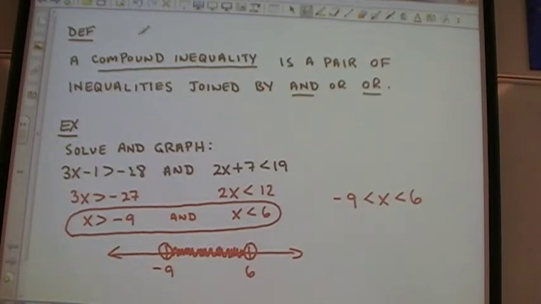To write down that definition of a compound inequality. A compound inequality is a pair of inequalities joined by the words and, or. In an and inequality, you don't have to see the word and. You must see the word or in an or inequality. So it would be easy to distinguish whether something's an and or an or. If you don't see a word, then it has to be an and.